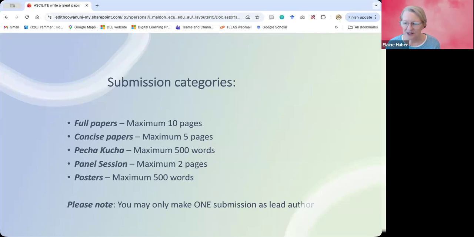So for anyone who doesn't know, these are the types of papers that we have.